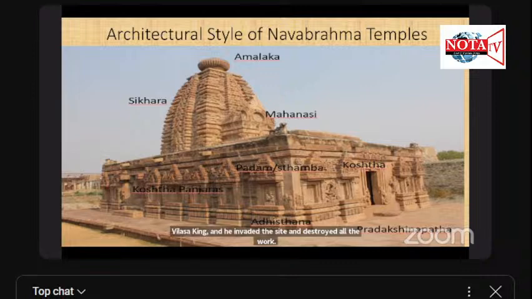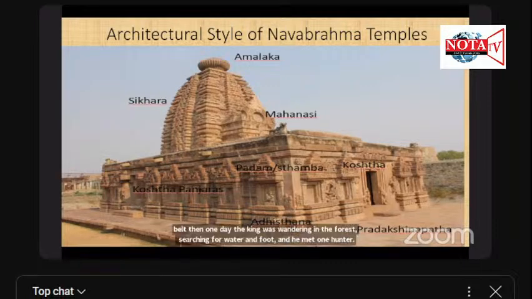Then one day he also tried to snatch away the pot that contains a miracle drink, which had the power to turn any stone into gold. So Siddha then cursed the king about losing his entire army and wealth. Then one day the king was wandering in the forest searching for water and food, and he met a hunter and asked him to provide food.